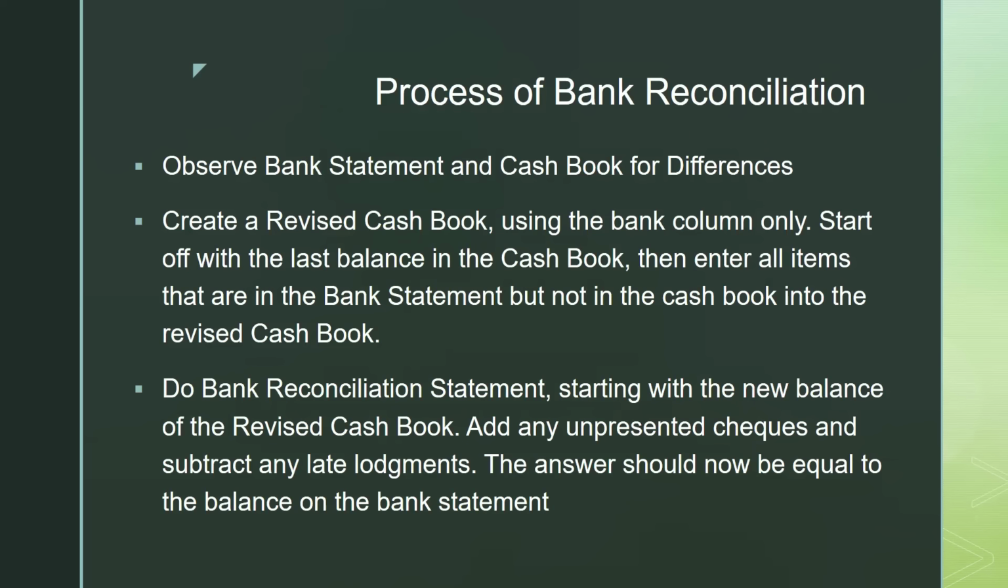The first thing we do is look at the cash book and the bank statement and look for differences. One thing you have to know, the bank statement is done from the perspective of the bank, and the cash book is done from our perspective. So for us, when we put money in our bank account, we are getting money, right? So we would debit. And when we take money from our bank account, we are losing money, so we would credit. And that is true?